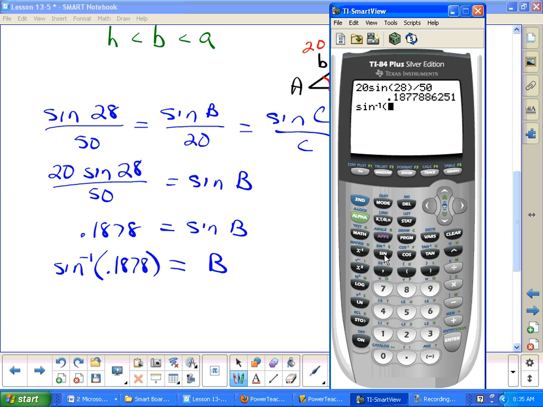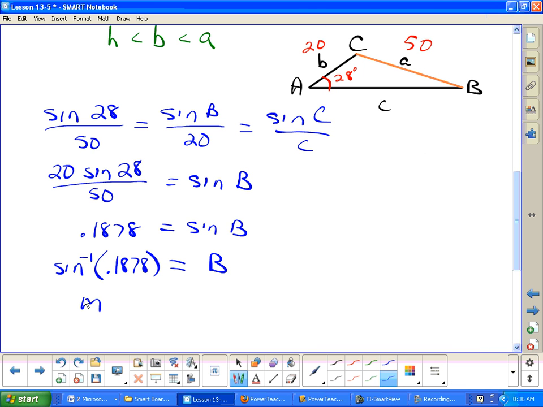Okay. Now I want the most accurate number I can get, right? So really the most accurate number I could get would be if I put 0.1877886251 in there, right? How can I easily put that in here? Anybody know? Oh, look at that. You know what? I didn't know that either. Good work, Thomas. Yep, because that's what I would have done too. Now we know we can scroll up there and do it. I did not know that. Okay. So good work. 10.8. So angle B then, 10.8 degrees.